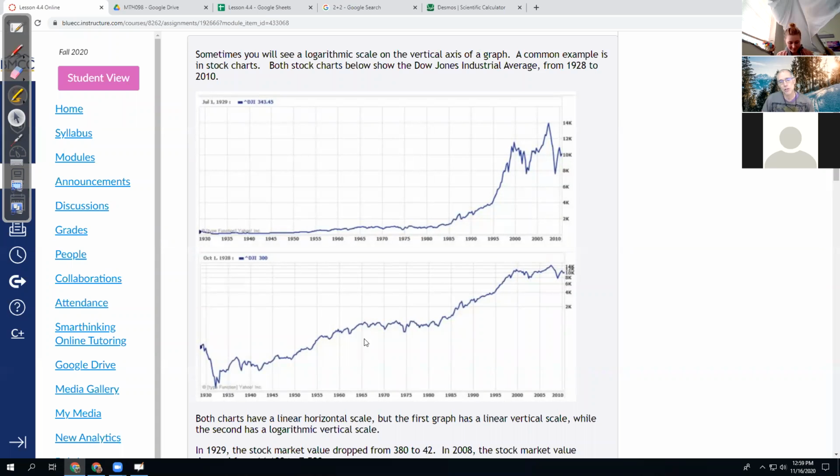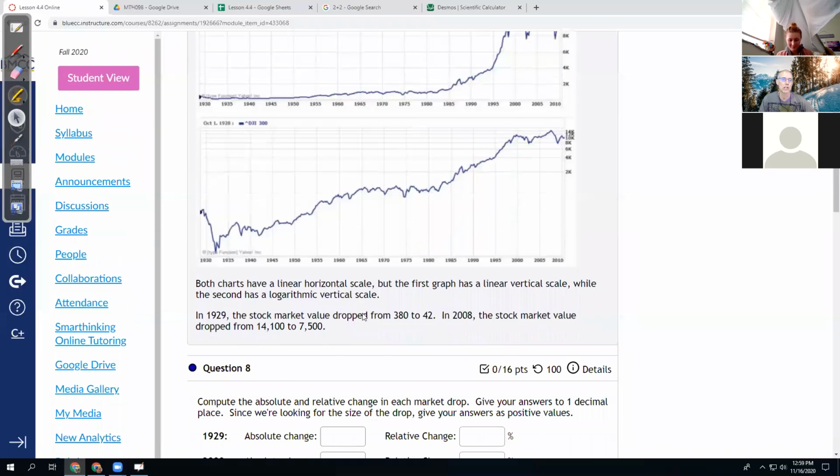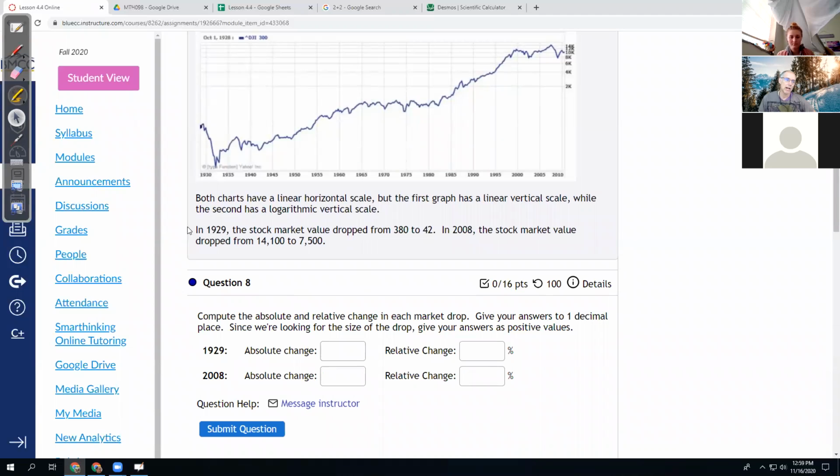Now these two graphs are going to help us determine some information, but we're going to make some calculations first. So in this last paragraph of the intro here, we're given information about a drop that happened in 1929 and a drop that happened in 2008.